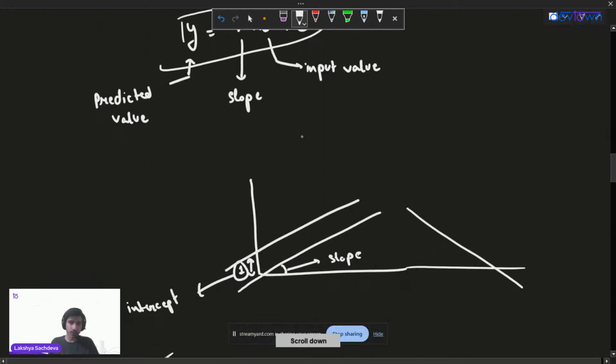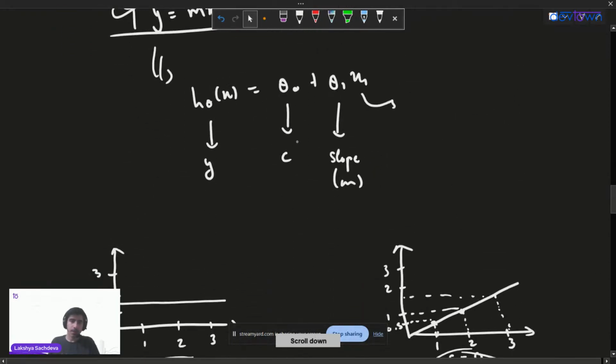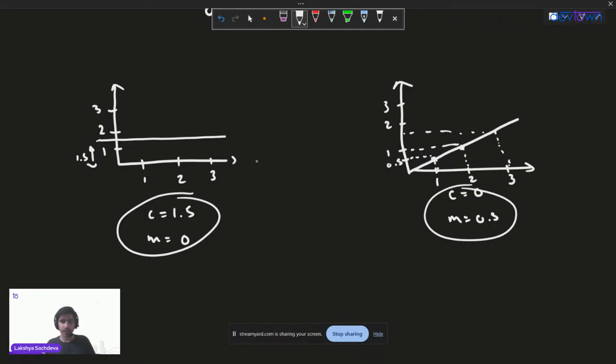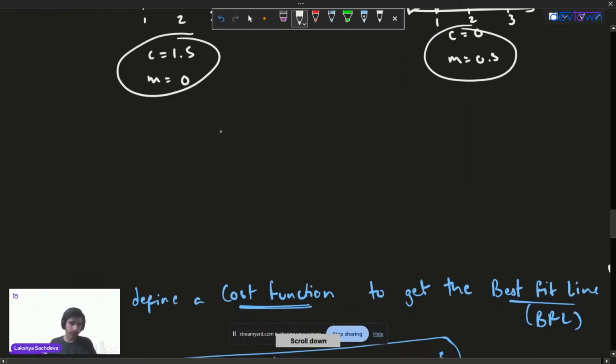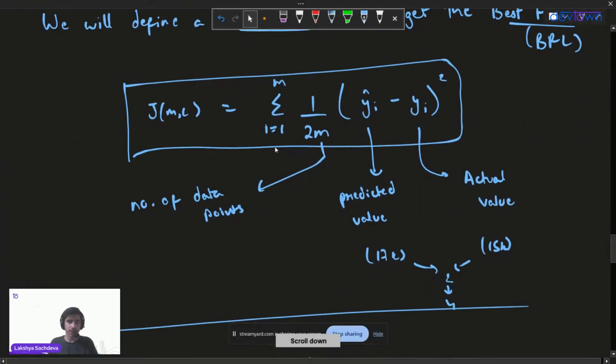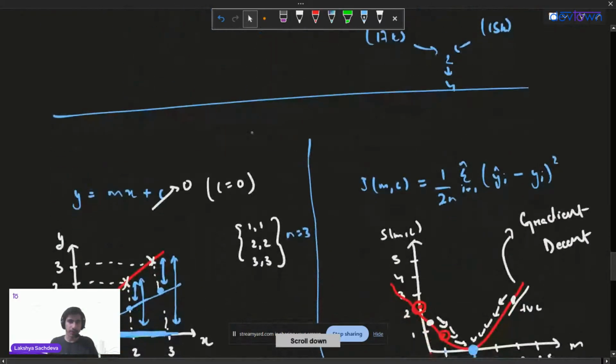Then we have seen some examples, like when we put c equal to 1.5 and m equal to 0, this will be the line. And in the similar case, when we take c equal to 0 and m equal to 0.5, this will be the case. Then we have seen some details on the cost function, like what is the formula for cost function and how to implement the best fit line.